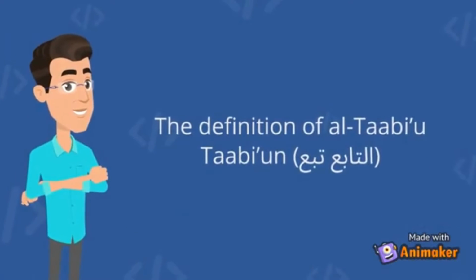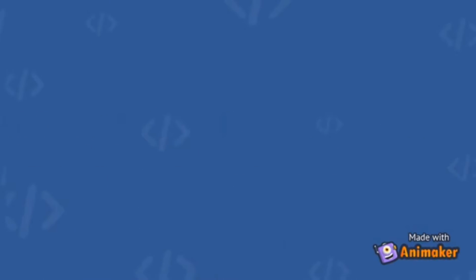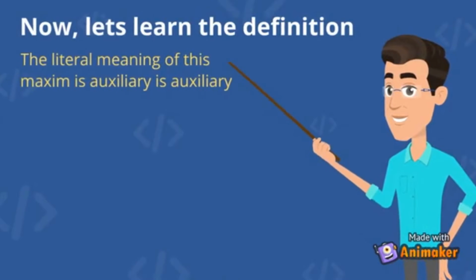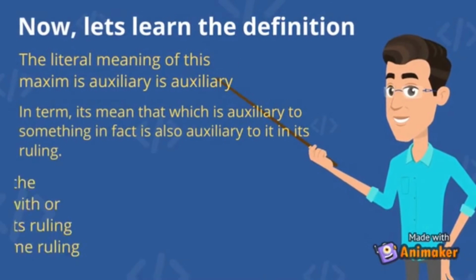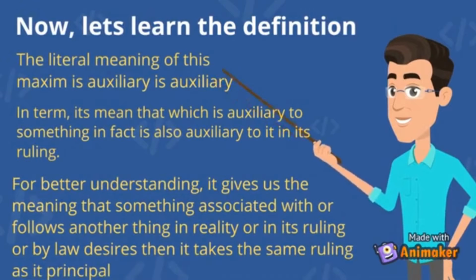Al-taabi'u taabi'. Now, let's learn the definition. The literal meaning of this maxim is auxiliary. In term, it means that which is auxiliary to something in fact, is also auxiliary to it in its ruling. For better understanding, it gives us the meaning that something associated with or follows another thing in reality, or in its ruling, or by law desires, then it takes the same ruling as its principle.